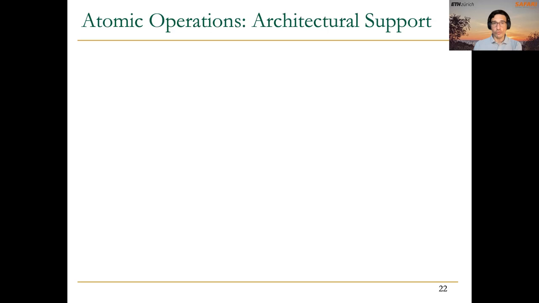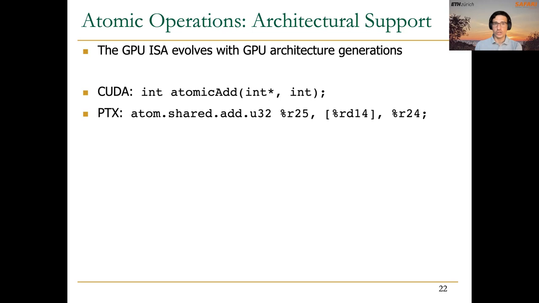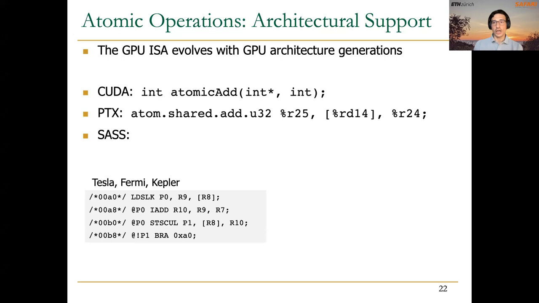Atomic operations have evolved over time. The GPU ISA has evolved over the architecture generations. The syntax of the atomic operations doesn't really change. Probably the PTX, which is an intermediate representation and intermediate ISA, also doesn't change that much. Here you can clearly see that this is an atomic operation on shared memory performing an addition on an unsigned int of 32 bits. But the assembly code, the machine code that really runs on the GPU, has actually changed over time.